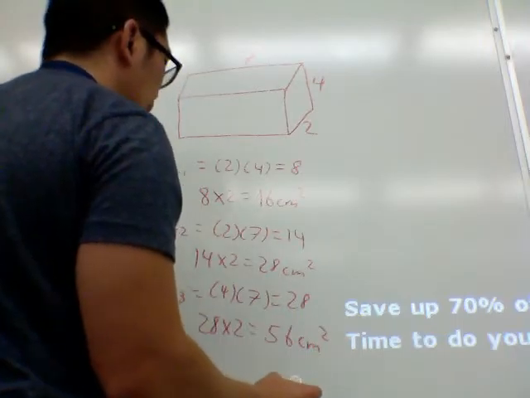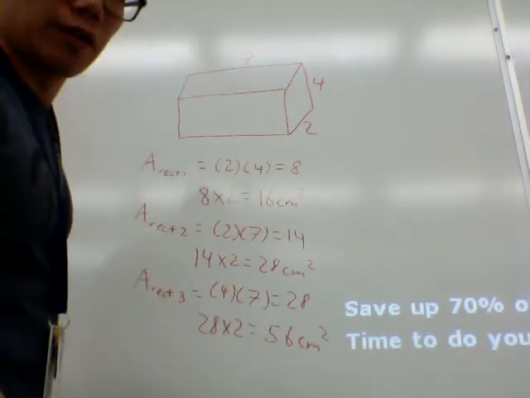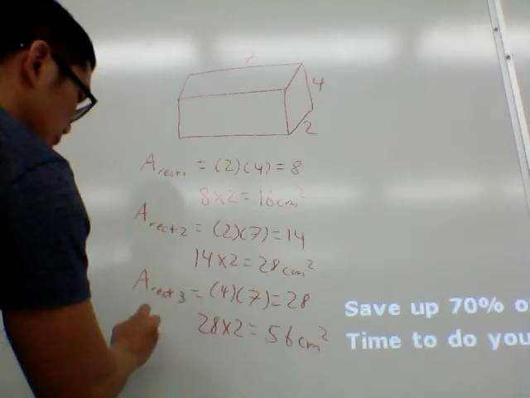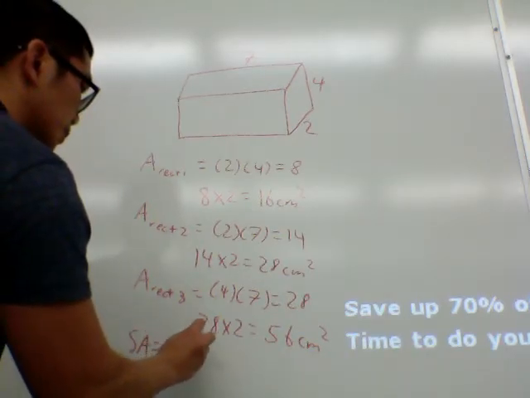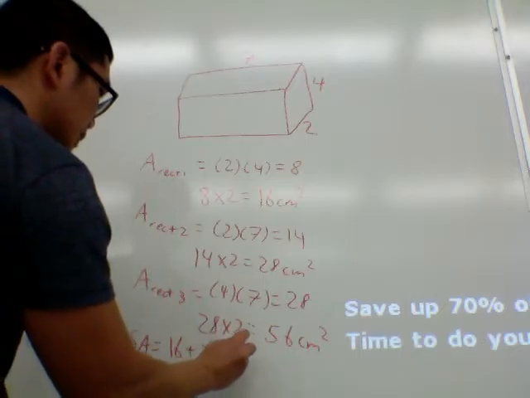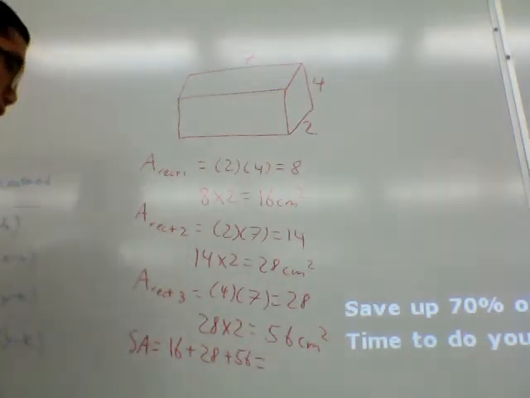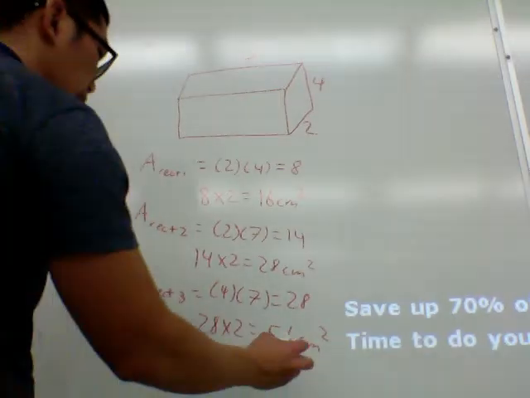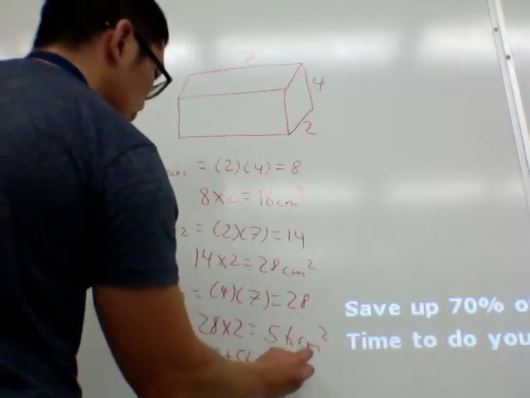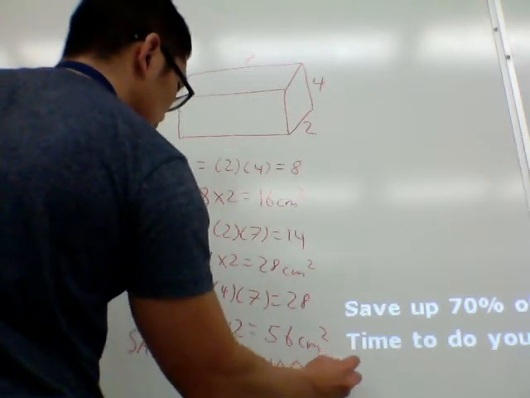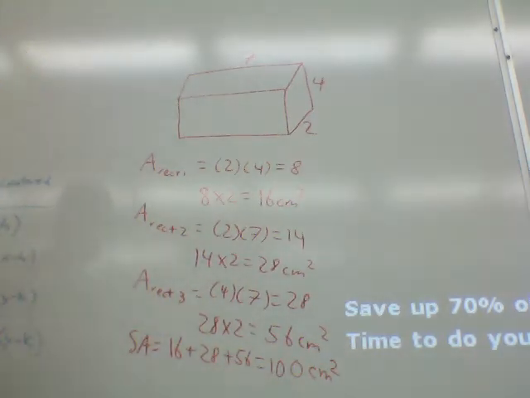Okay. And then now what you do is you have all of the faces for surface area, you are just going to add all of them together. It is 16 plus 28 plus 56. Okay, and the answer should be 100 centimeters squared. Okay.